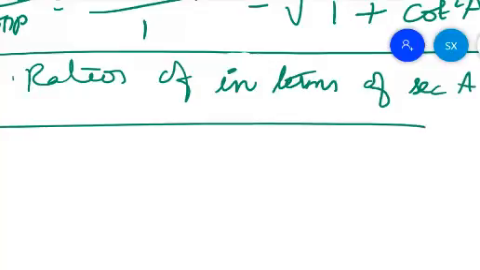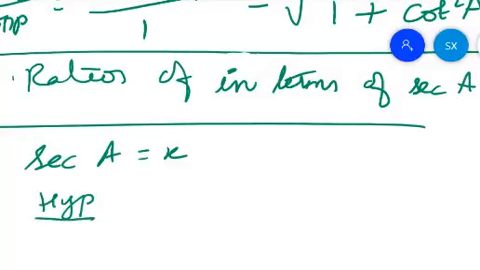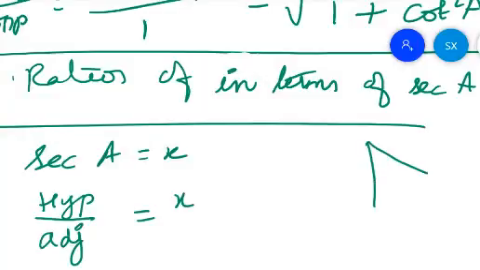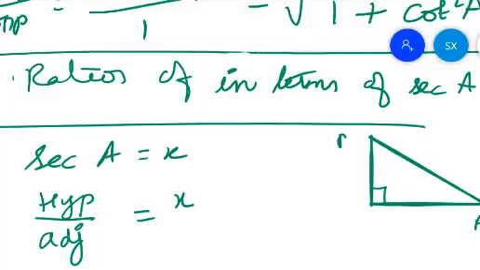So how will I start? I will start by considering secant A is x. Now, secant is nothing but hypotenuse by adjacent. Correct, no? So the answer is x. So draw a triangle first. Right angle triangle you draw. Mark A, B, C. Now, hypotenuse is x. Adjacent is 1.